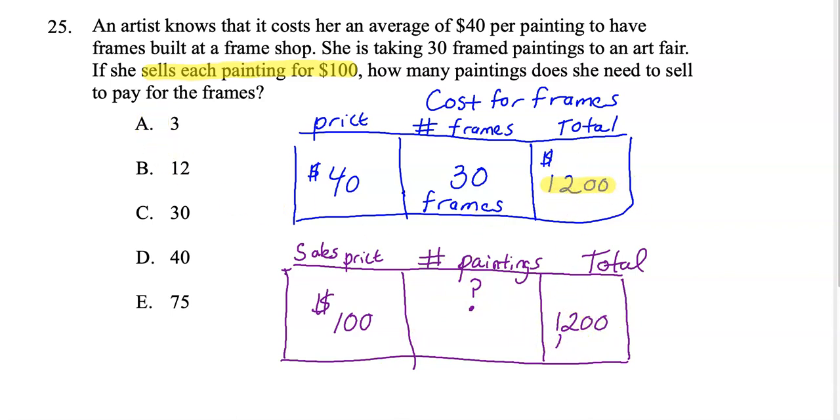Well, hopefully you can see 3 is gone, right? I mean, if she sells 3 paintings and each painting is $100, $100 times 3 is $300. Hopefully you can see your answer is going to be B right here. She's going to have to sell 12 paintings, because if I put in a 12 here, 12 paintings, $100 per painting, 12 times 100 is $1,200. And that will cover the cost of her frames up here.